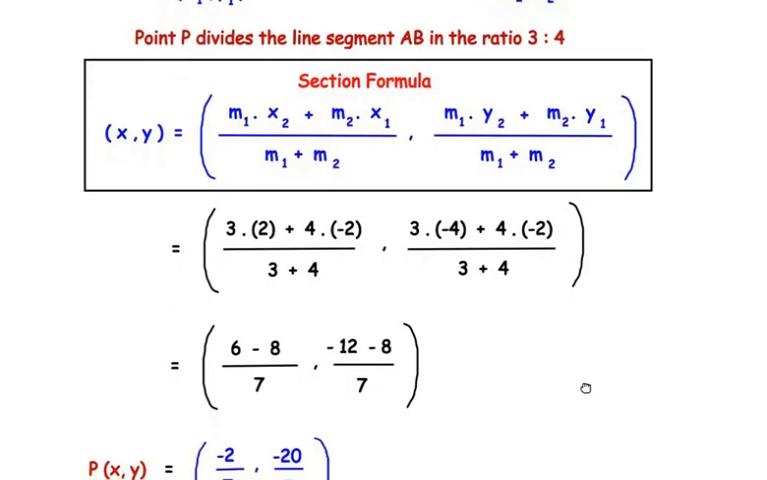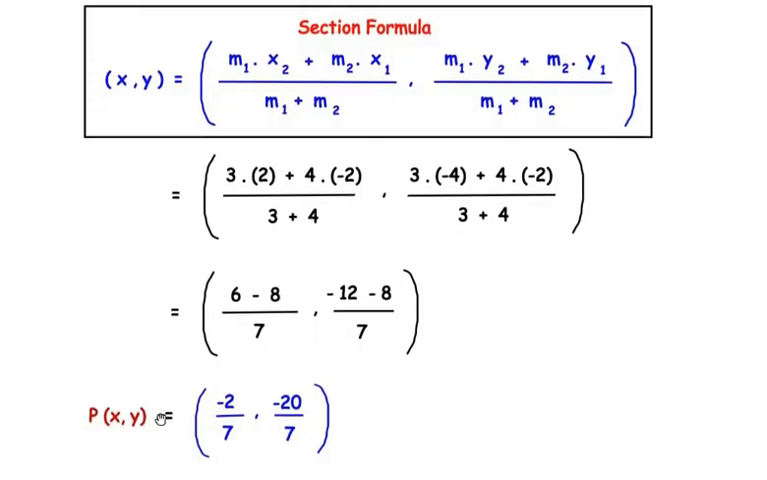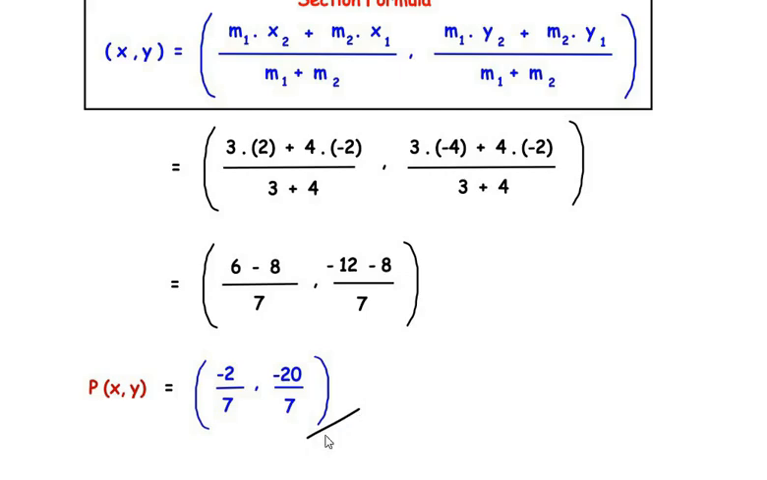So here the coordinates of point P, that is (x, y), will be equal to 6 minus 8, which is -2 over 7, comma, -12 -8, they will add up together to give us -20 over 7. So these are the coordinates of point P, which divides the line segment AB. Now let us move on to the next question.